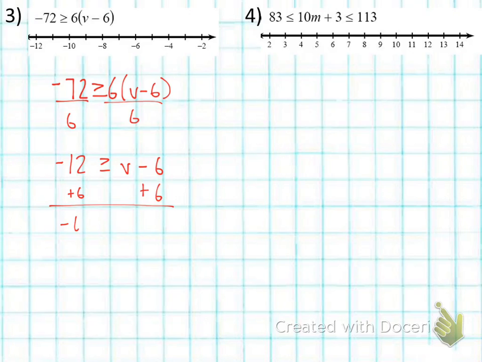You got negative 6 is greater than or equal to v, or v is less than or equal to negative 6. So if you made a mistake, please fix it. And then let's graph it now together on your whiteboards. You can flip it around or you can make your own number line. That's fine. So start with negative 6 and it's going to be filled and pointing to the left. Okay?